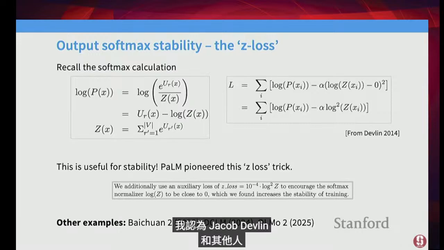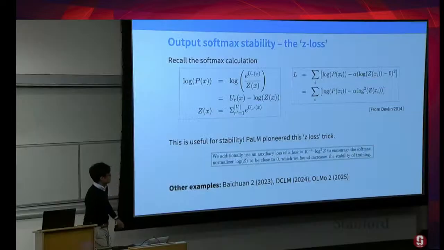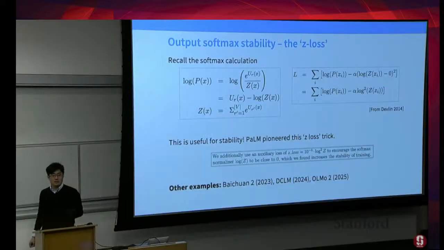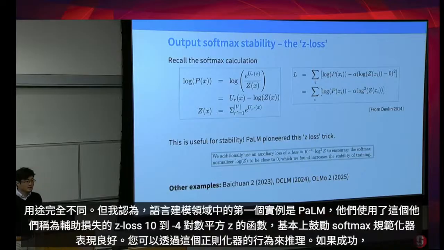I think Jacob Devlin and others did this for machine translation for totally different reasons than what it's used for today. But the first instance of this in language modeling land was PaLM, who used this, they called it an auxiliary loss, Z-loss, 10 to the negative 4 log squared Z, to basically encourage the softmax normalizer to behave nicely. And you can reason through the behavior of this regularizer.